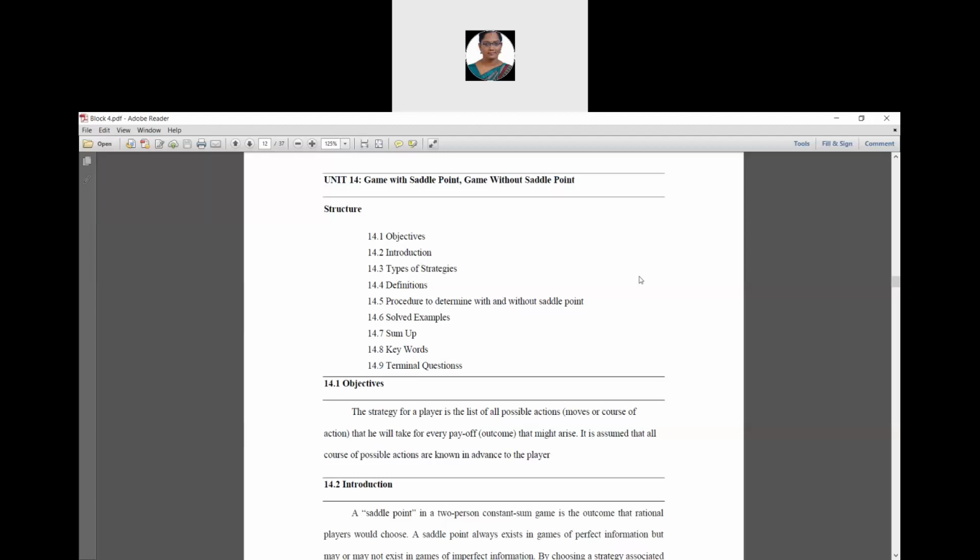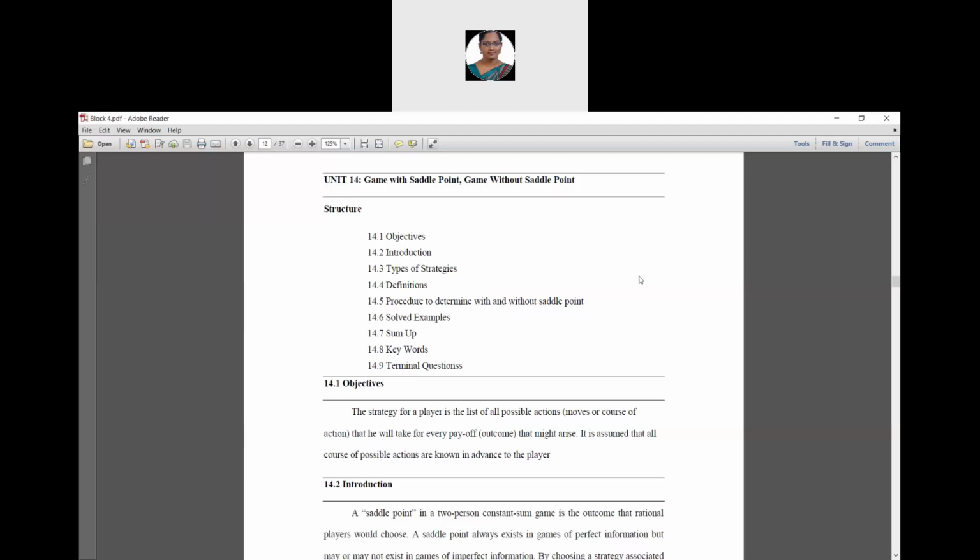First one is the objective of this unit. The strategy for a player is the list of all possible actions, that is, moves or courses of action, that he will take for every payoff or outcome that might arise. It is assumed that all possible courses of action are known in advance to the player.